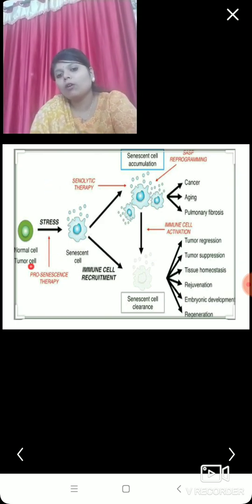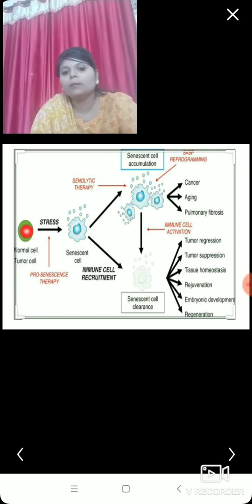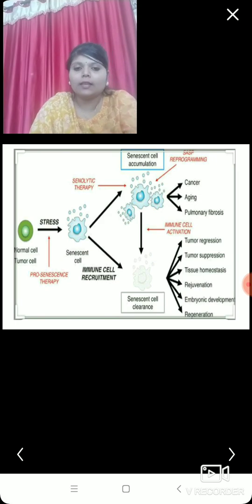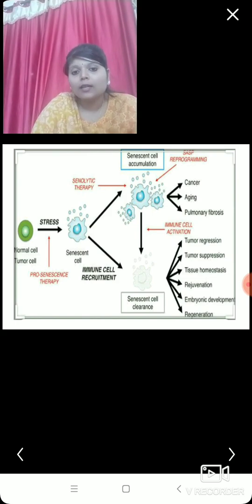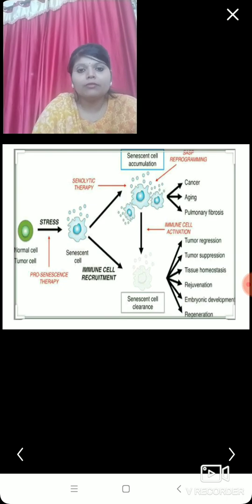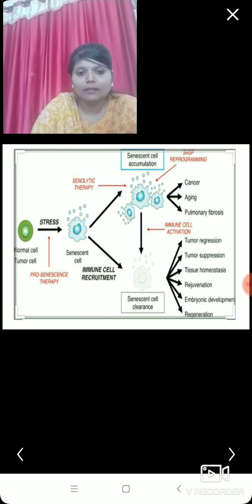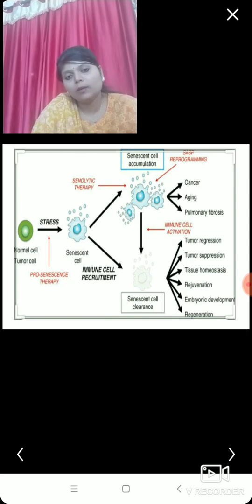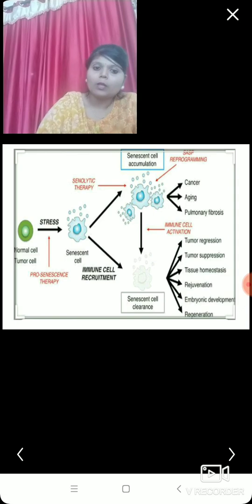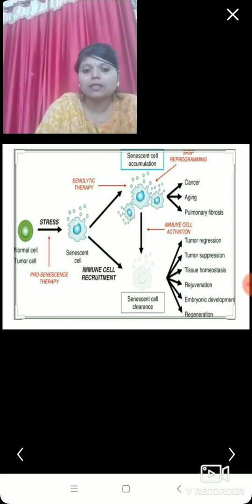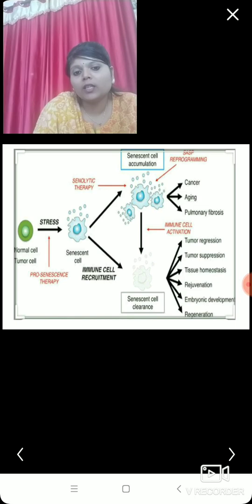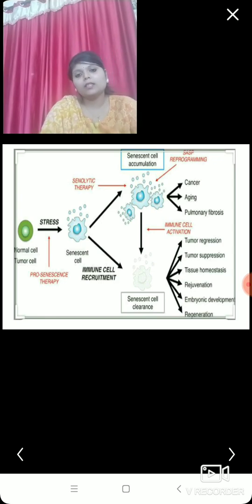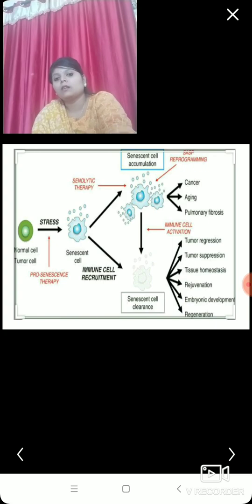Okay, see, under stress, the normal cell or the tumor cell is going to become a senescent cell, and thereby accumulation of the senescent cells is going to take place. Reprogramming is going to happen. If the reprogramming happens, it may further lead to the senescence and aging. If not, then it's going to further lead to cancer, and sometimes even pulmonary fibrosis can occur. If the immune cell activation is happening, then senescent cell clearance is going to happen, thereby resulting in the tumor regression, tumor suppression, tumor homeostasis, rejuvenation, and embryonic development, and the regeneration is also going to occur in these particular processes.